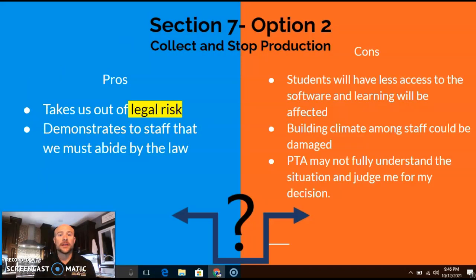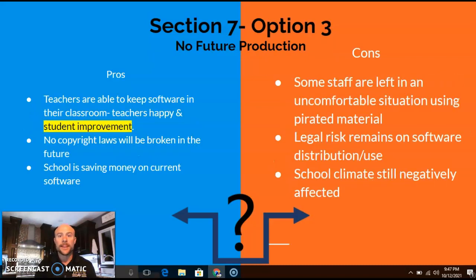Option 2, collect and stop production. Pros, takes us out of the legal risk. Demonstrates to staff that we must abide by the law. Cons, students will have less access to the software and learning will be affected. Building climate among staff could be damaged. There could be hurt feelings or relations towards Mrs. Brandon as somebody that doesn't like to get along with people. PTA might not fully understand the situation and may judge me for this decision.